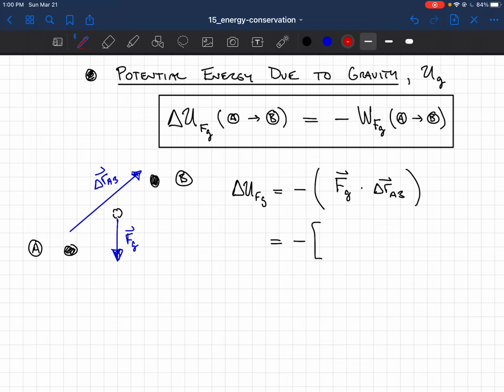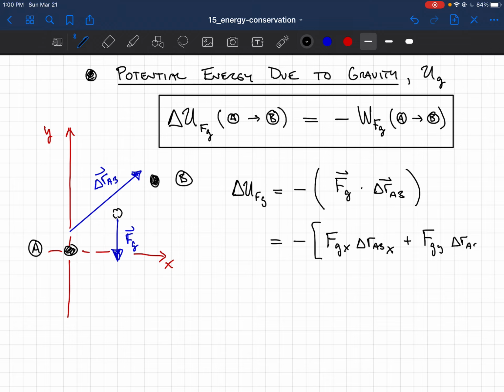So what I'm going to do is choose a y-axis that points upward from the center of the Earth. And I'm going to use those components in order to define my dot product, my scalar product. And if you remember, the equation is just the multiplication of the components together. So it's Fgx times delta RABx plus Fgy times delta RABy, and then you could continue it if you had a Z direction as well.